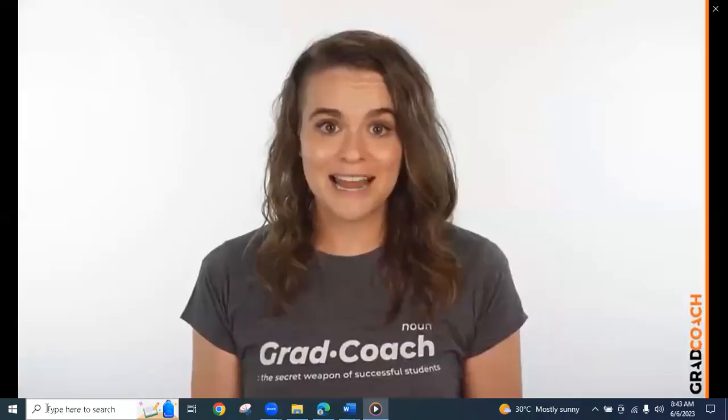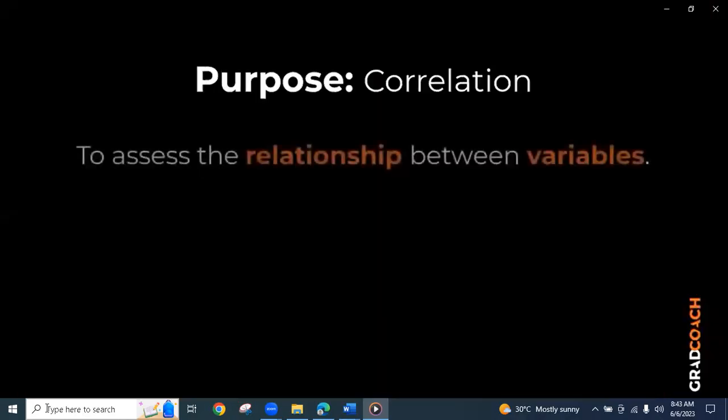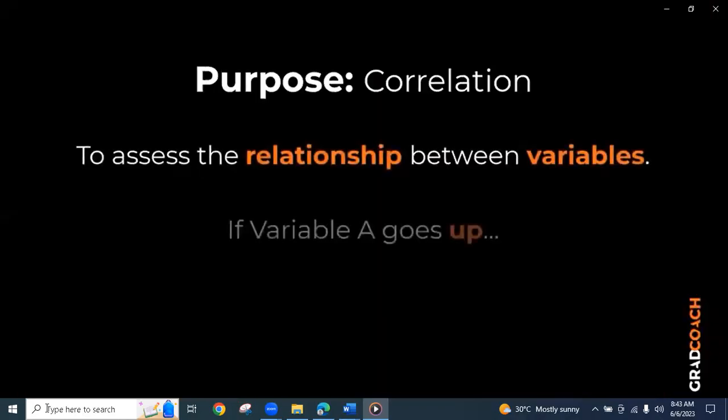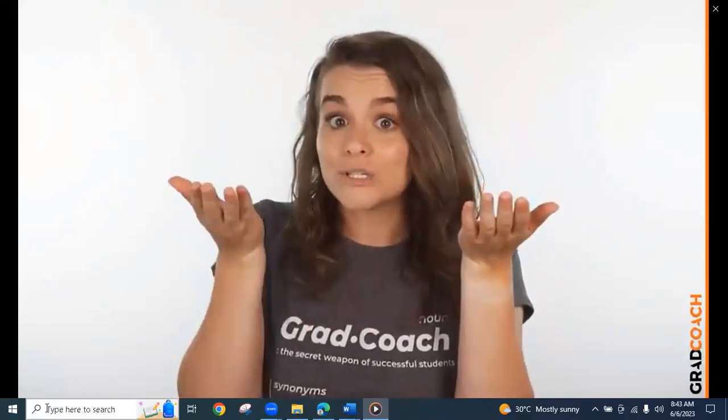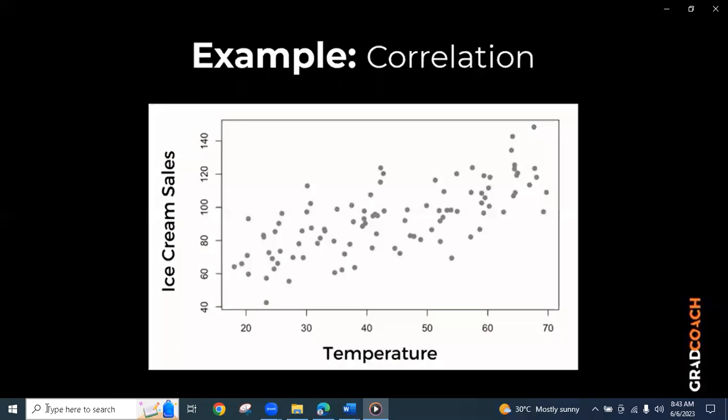Next, we have correlation analysis. This type of analysis assesses the relationship between two variables. In other words, if one variable increases, does the other variable also increase, decrease, or stay the same? For example, if the average temperature goes up, do average ice cream sales increase too? We'd expect some sort of relationship between these two variables intuitively, but correlation analysis allows us to measure that relationship scientifically.